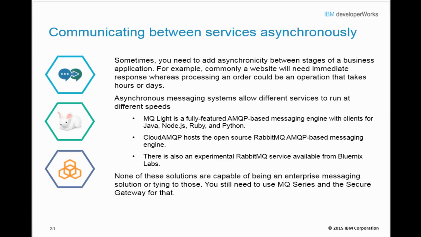If, on the other hand, you're already familiar with existing AMQP-based APIs like the Rabbit APIs, you can use those too. Cloud AMQP hosts the open-source RabbitMQ messaging engine, and there's also an experimental RabbitMQ service that's available from Bluemix Labs. Now, again, all of these are simply about introducing the notion of asynchronicity into your application.